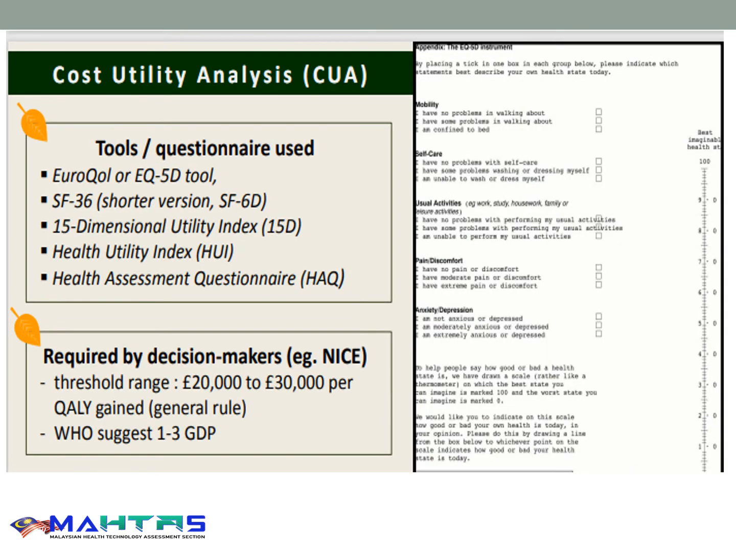Cost utility analysis is used to compare different health interventions across the disciplines by using tools that you can use to get the utility score from the patients.